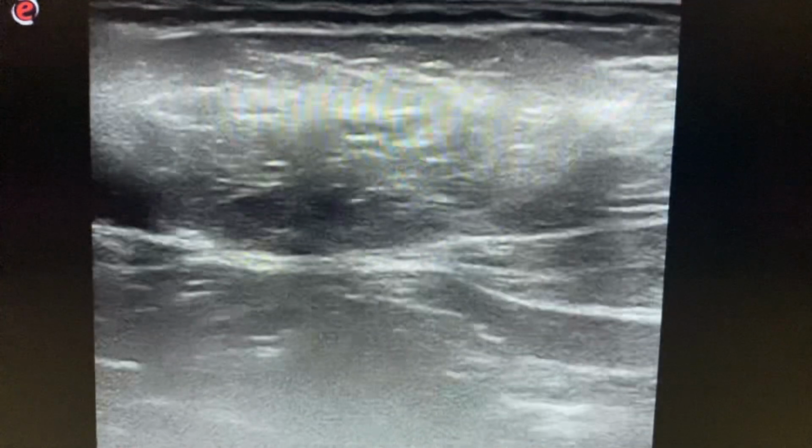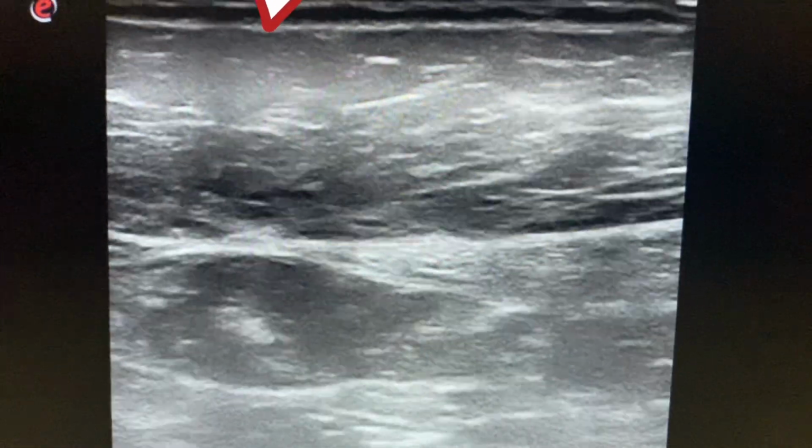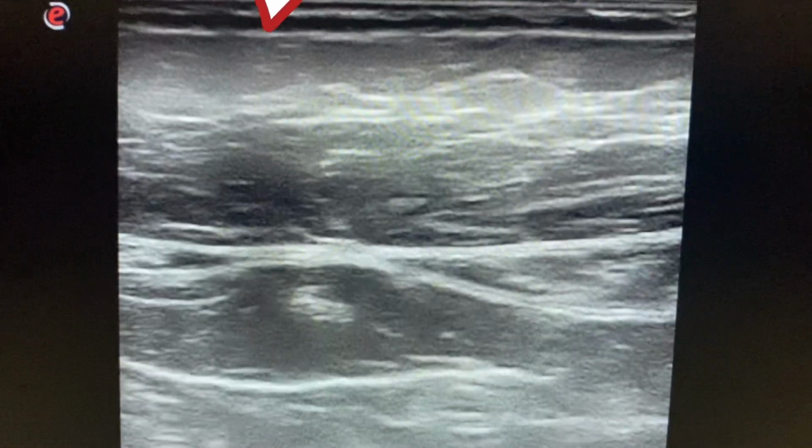Bismillahirrahmanirrahim. This patient, 70 years old, presents with swelling in the umbilical area with severe pain since one day. Let's see what I will find in ultrasound. Now I am sliding from the epigastrium to the umbilicus.